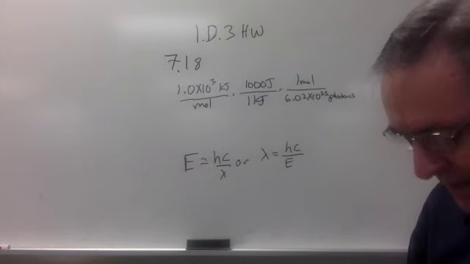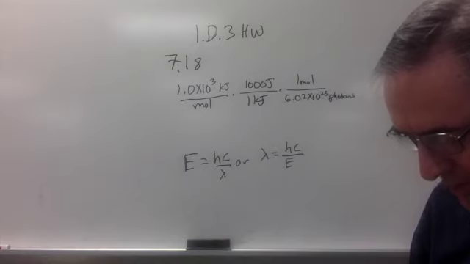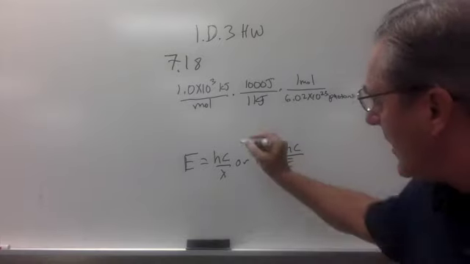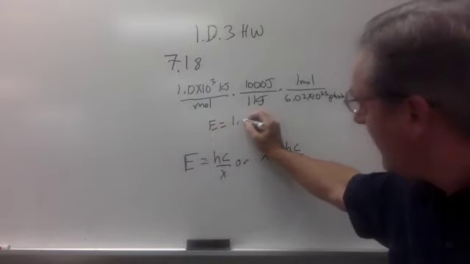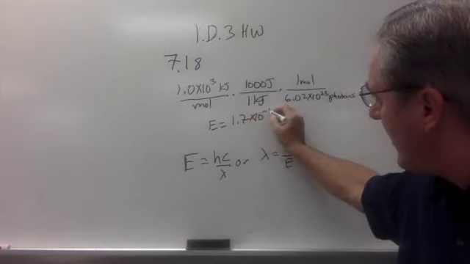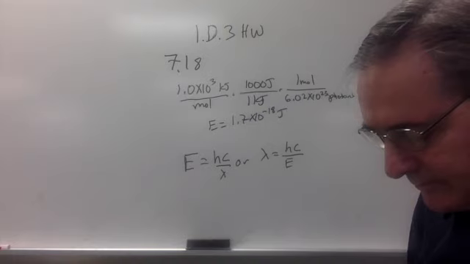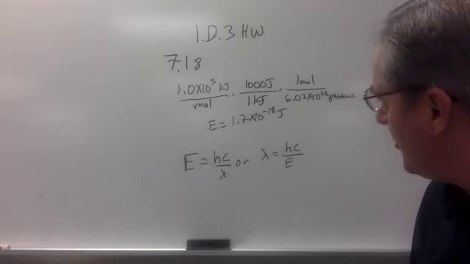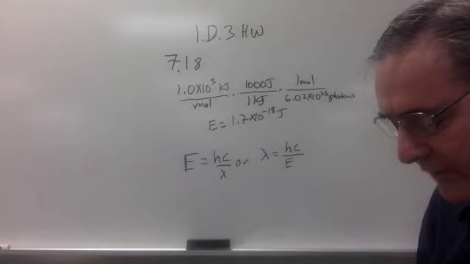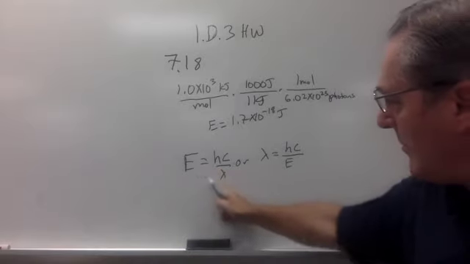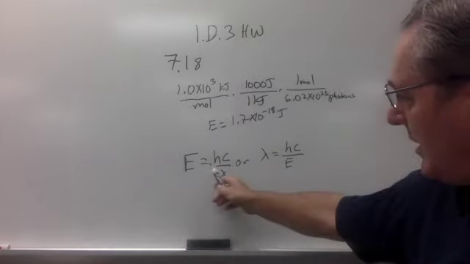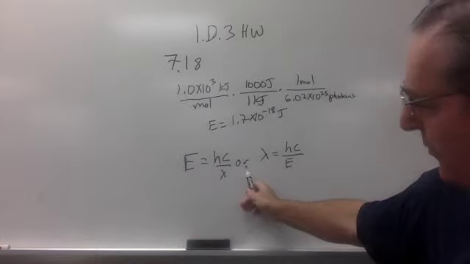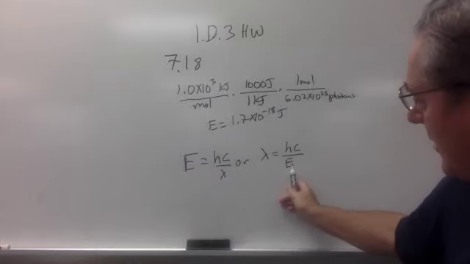So multiplying by the top and dividing by 6.02 times 10 to the 23rd, remember to put that in parentheses, we get the energy is 1.7 times 10 to the minus 18 joules. Now we need to plug that into an equation that gives us wavelength. Remember, this is the combination of E equals h nu and c equals lambda nu. It's E equals hc over lambda. If we rearrange it, we get lambda equals hc over E.